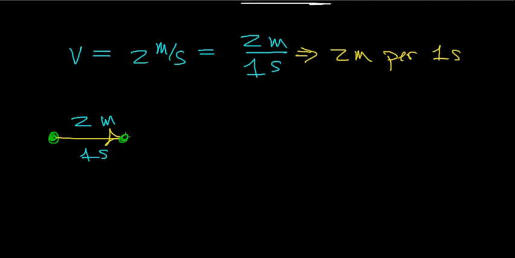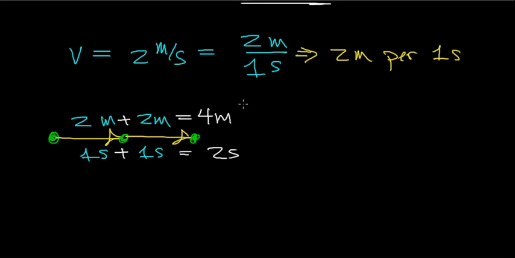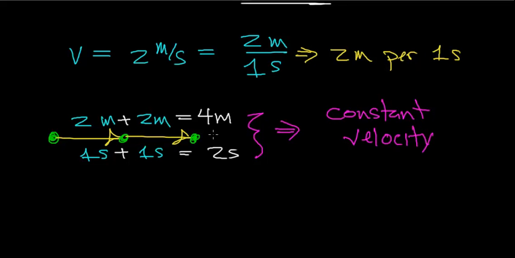If this object continues to travel at a rate of 2 meters per second, in 1 more second the object will travel an additional 2 meters. Now, if you wanted to know how far this object travels in 2 seconds, so 1 second plus 1 second is 2 seconds, each second it travels 2 meters, or a total distance of 4 meters. And this is the idea behind objects traveling with constant velocity. They move equal distances in equal amounts of time, and hence it's constant velocity.